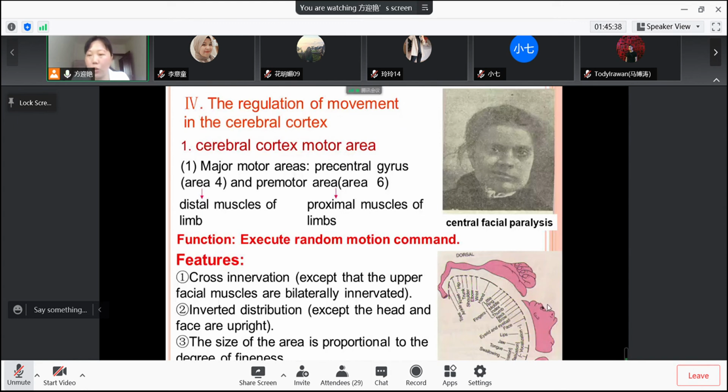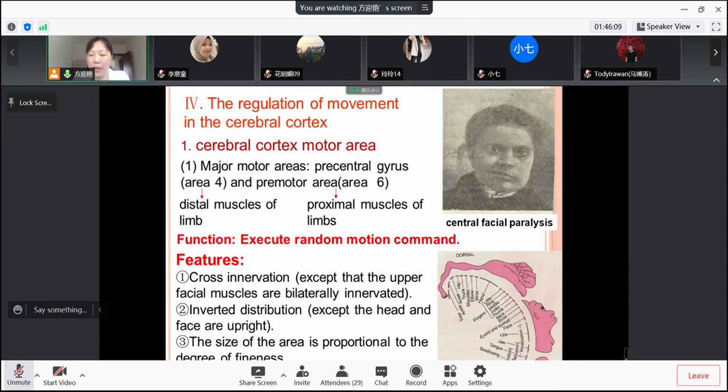We can see the head and face are upright, and the tongue is also there under that. But the top is the foot and the leg. We call this the inverted distribution. It means that the top of the cerebral cortex motor area controls the foot or the legs.